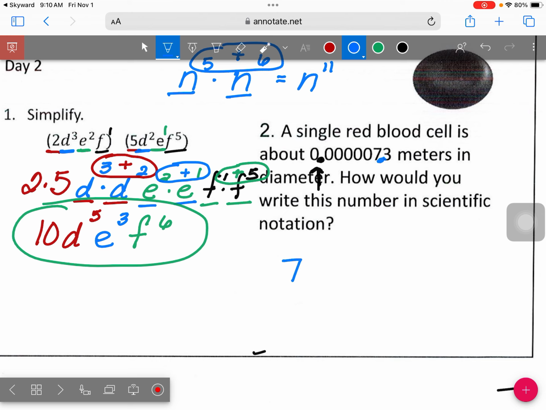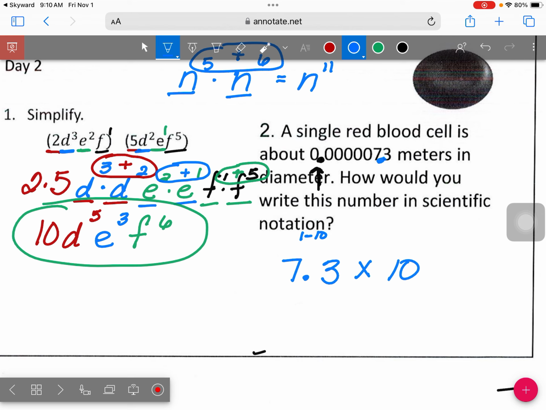So that is 7.3. And if there were more numbers after that that weren't zeros, we would include them. Times 10. You can put all of that just by simply putting in that decimal, because scientific notation is a product where we multiply a number between 1 and 10 times the power of 10.